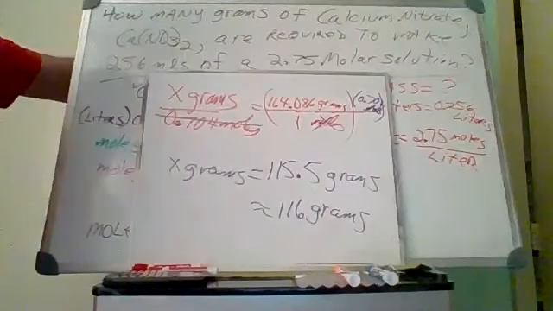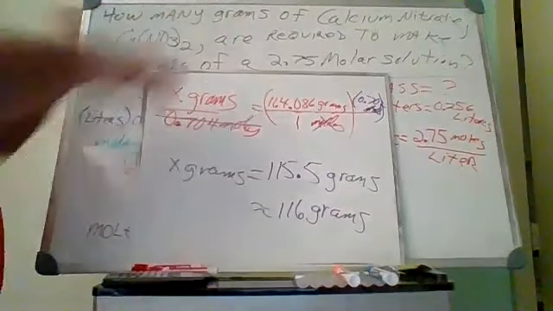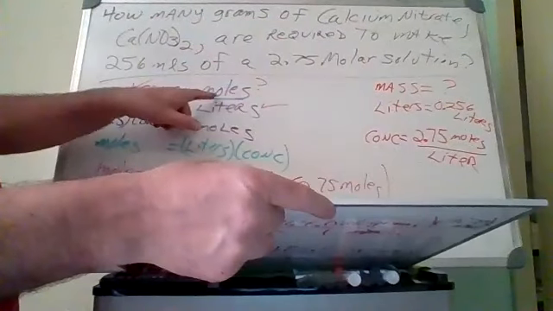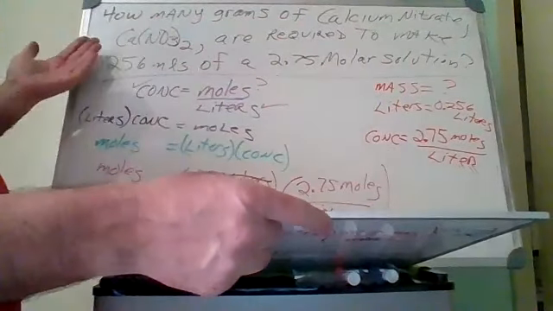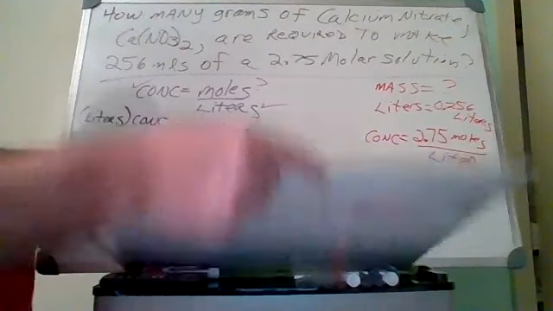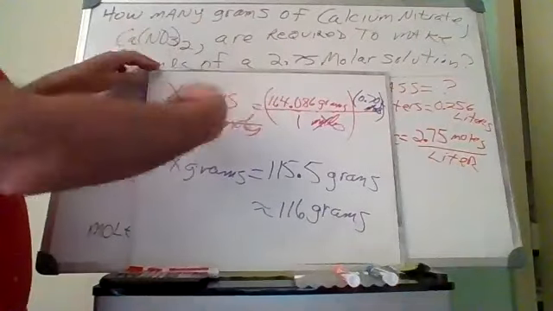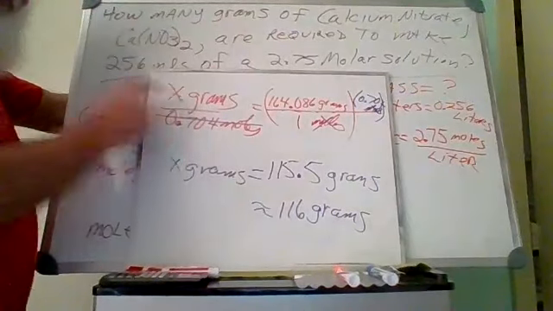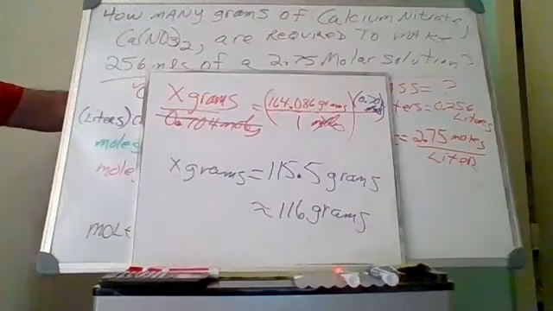So again, this one requires a little bit of thinking. We first had to find the moles, with a concentration problem, and we made it a molarity problem. Found the moles, 0.704. Once we had the moles, we did a mole concept problem to convert the moles into grams. So this was a two-step problem.